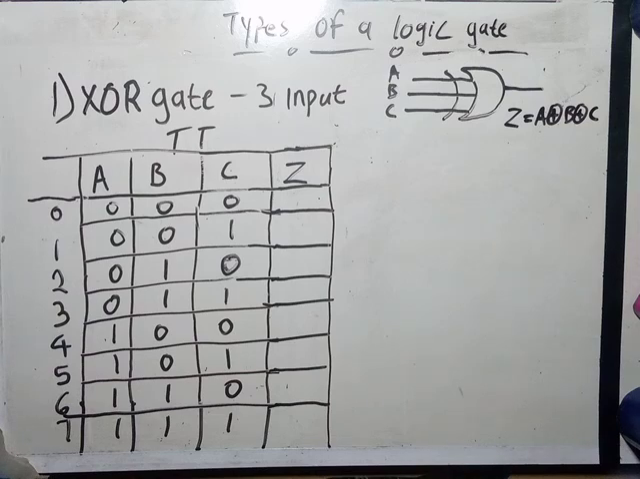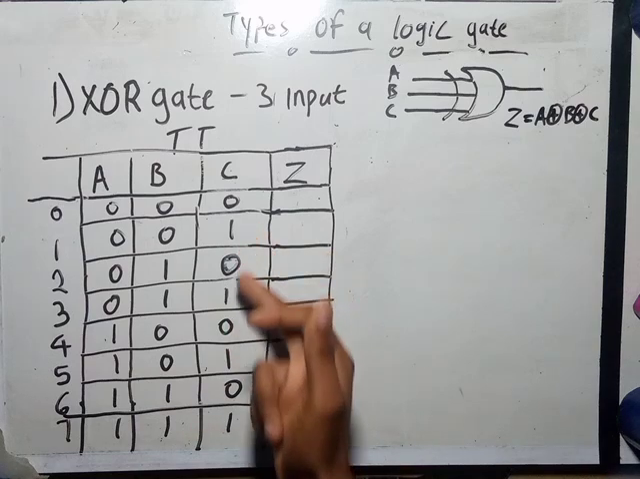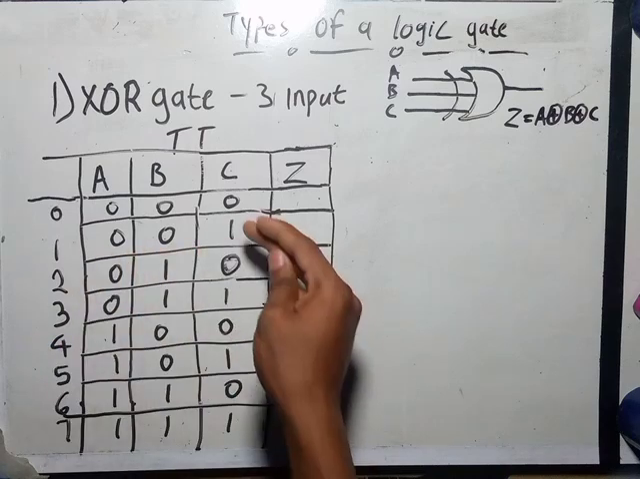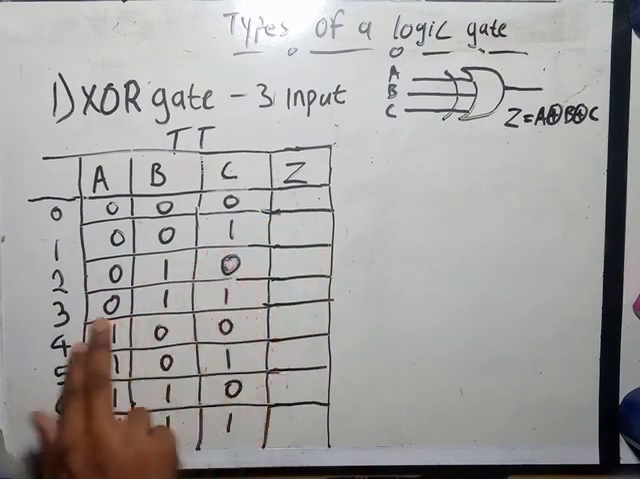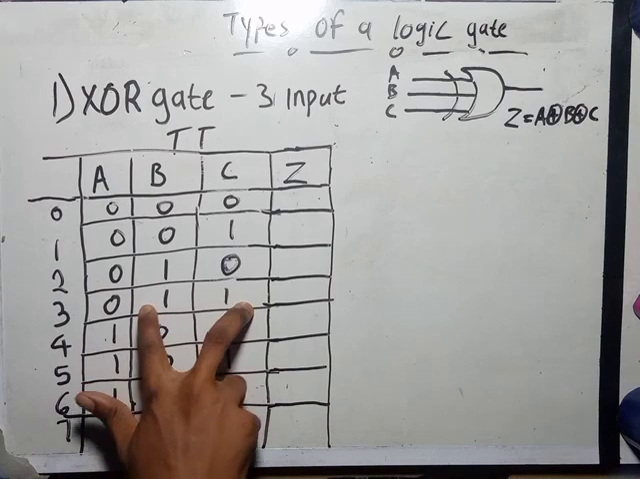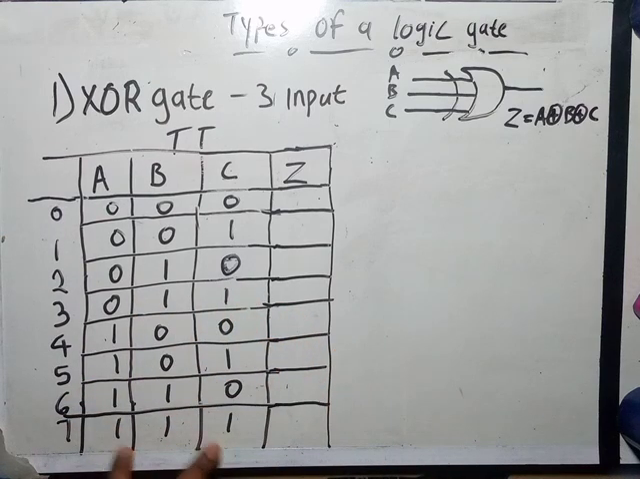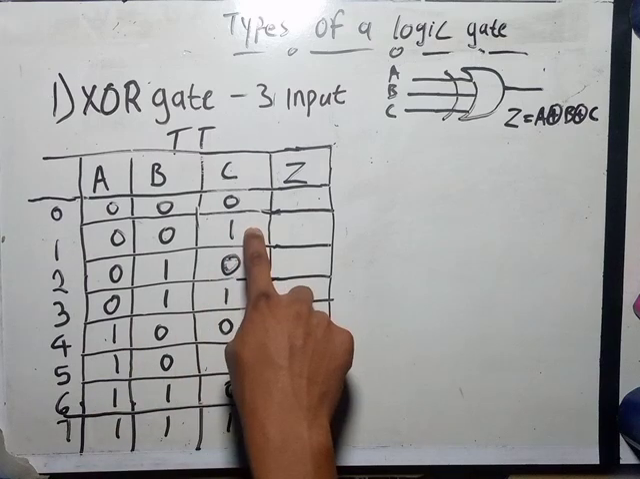For our output, the idea here is to look at your inputs. If there is an odd number of high inputs. When I say odd value, for instance, how many high inputs are there? We have one. How many high inputs are there? We have one. But how many are there? We have two. So this is for your even. 2 is an even number. 3 is an odd number. 2 is an even number. 1 is an odd number.